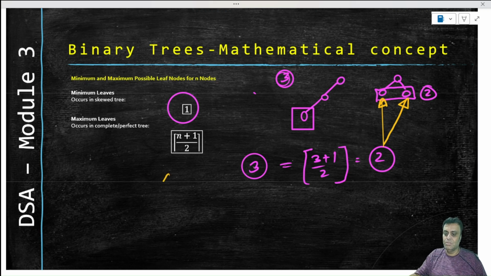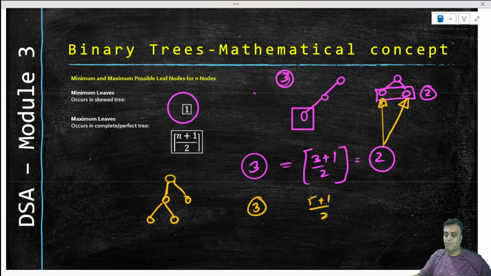Let us redo this with some other example. Let us say that I have this as an example. So if I have this as an example, then maximum leaves here is how many? 1, 2, 3. So we have 3 leaves. And how many nodes do we have? We have 1, 2, 3, 4, 5 nodes. So apply the formula (5 plus 1) divided by 2 and take a ceiling of that. So you will get 3, which is the same as your total number of leaf nodes.